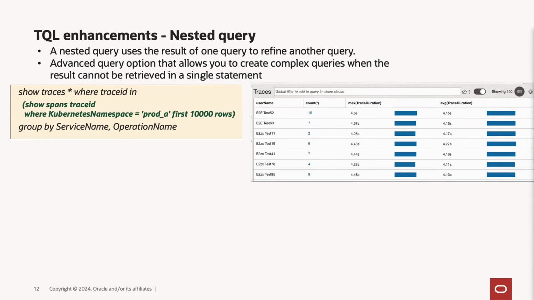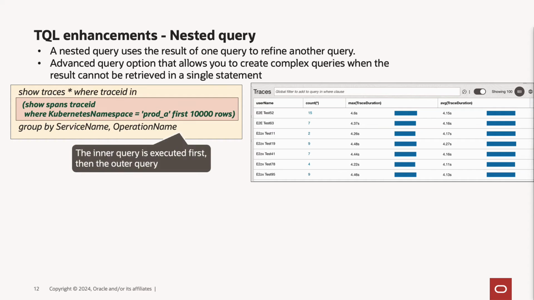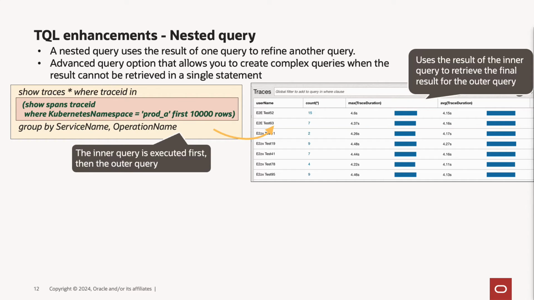We also have a few enhancements in the trace query language, or TQL. Now we support the nested query functionality in the language. A nested query uses the result of one query to refine another query. The example on the screen shows a query that retrieves a list of traces whose backend is invoked in a specific Kubernetes namespace. Taking a closer look, I can see a show spans statement that is nested within a show traces statement. This query uses the result of the inner query to retrieve the result of the outer query.